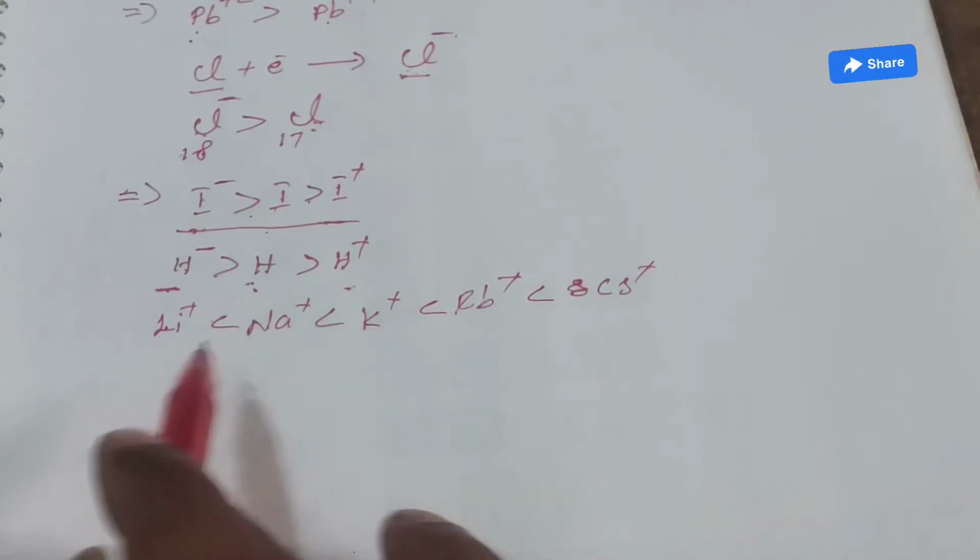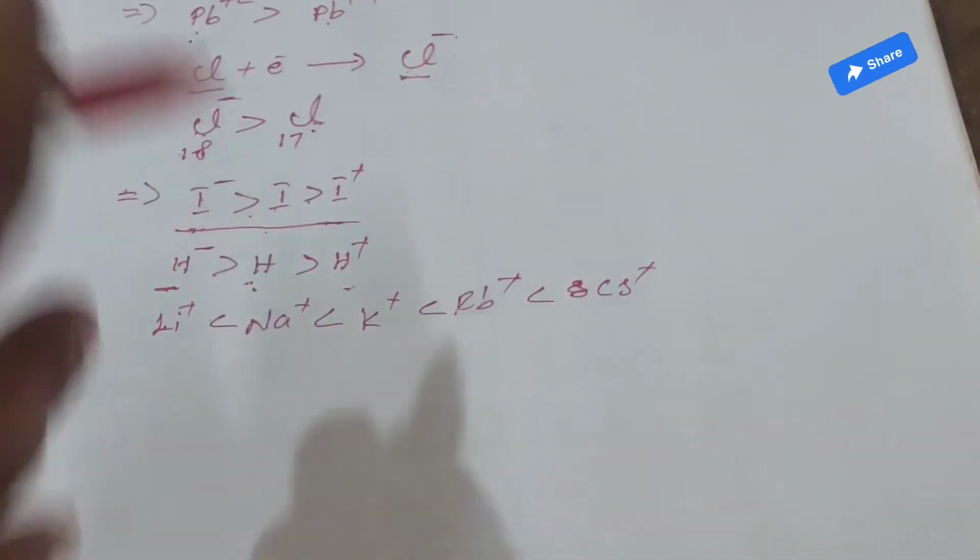Whereas in the periods, from left to right, the ionic radius decreases. Okay students, this is about the ionic radius. Now I will explain some bits that were given in previous examinations.